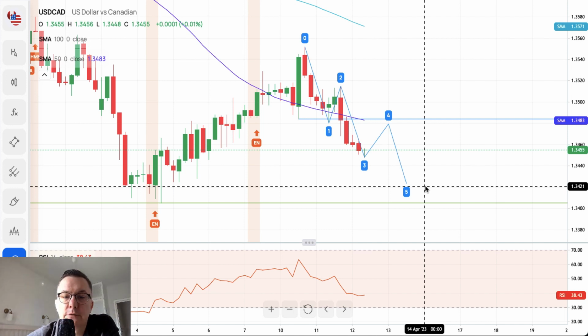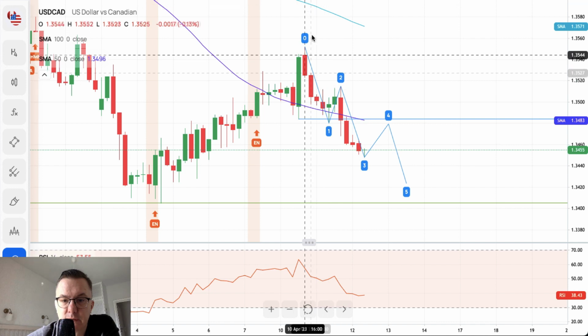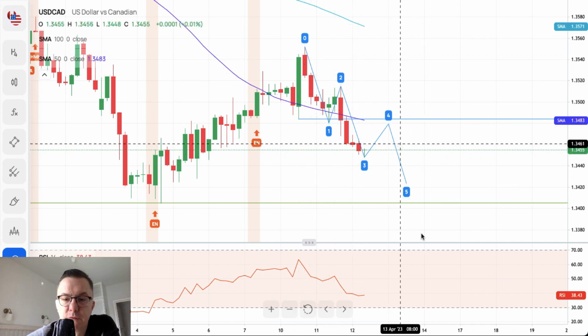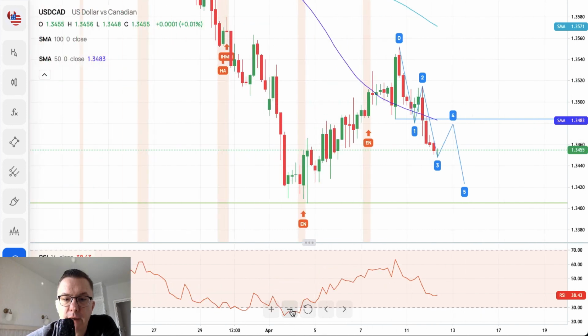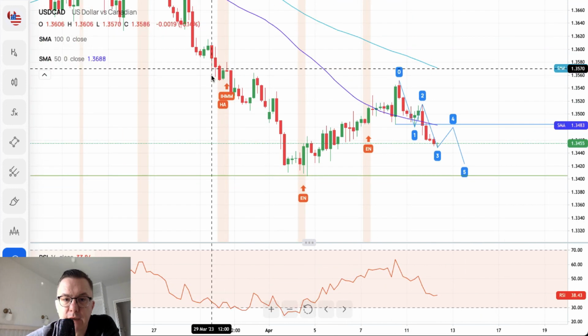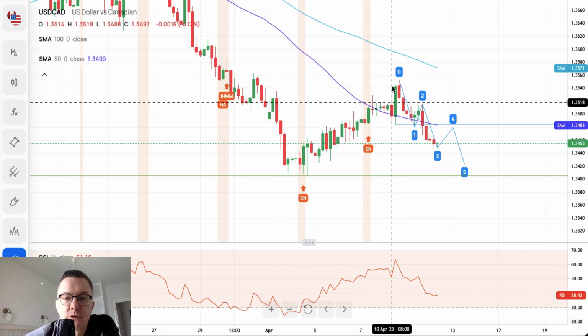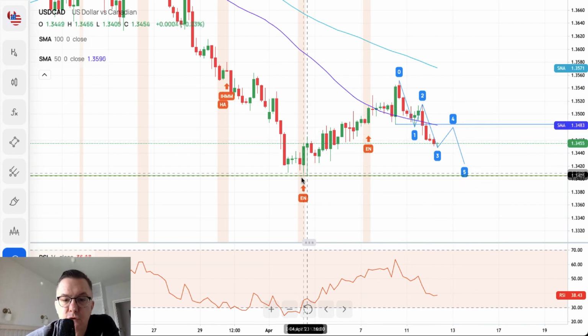Of course, in the case of an impulsive wave development to the downside, the situation is better for the bears, because that would eventually indicate a potential impulsive movement lower, and because behind us we have a clear bearish movement, a downtrend, we cannot rule out the continuation of this move towards even the lows of the beginning of April, 1.3405.